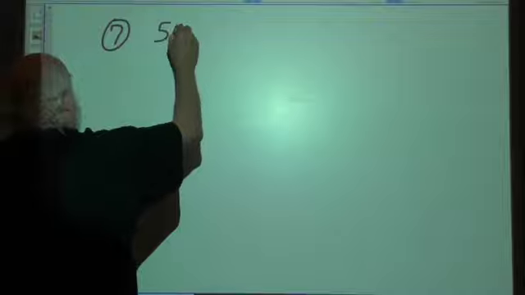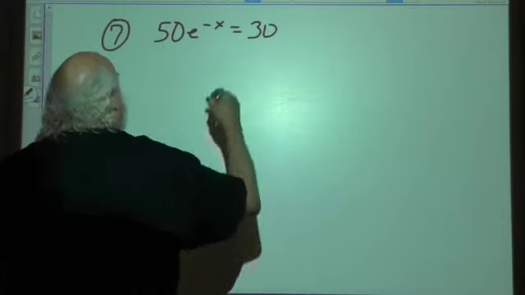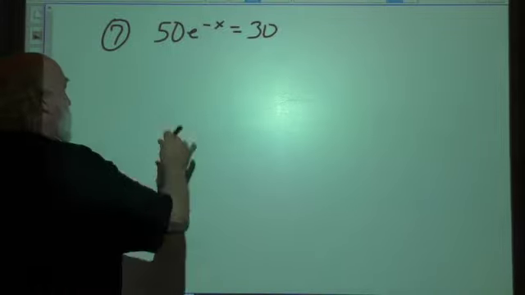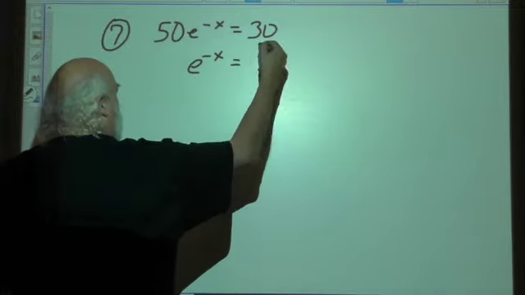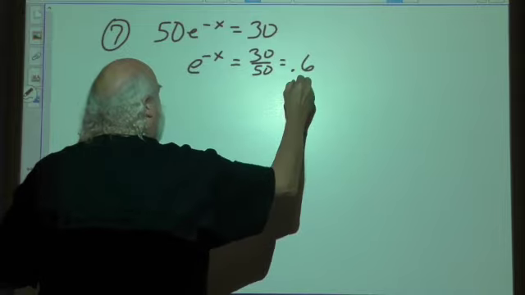Number 7. 50e to the negative x equals 30. So just like any algebra, we probably want to get the variable by itself. So we divide both sides by 50. So e to the negative x is 30 over 50, which turns out to be 0.6.